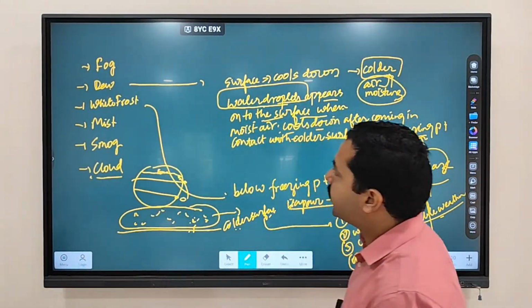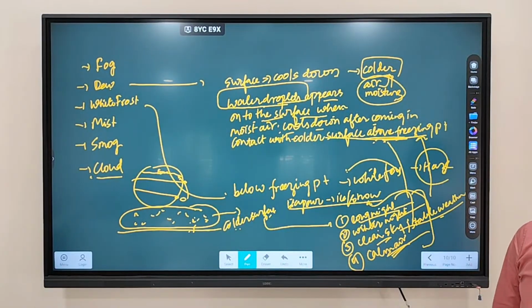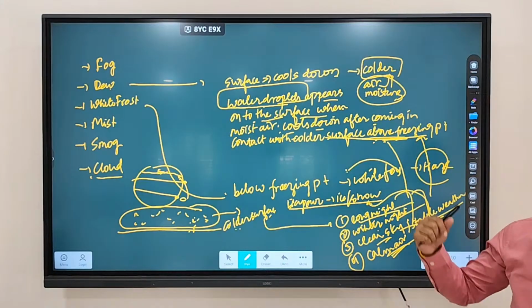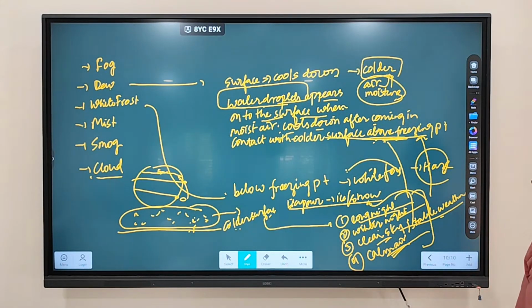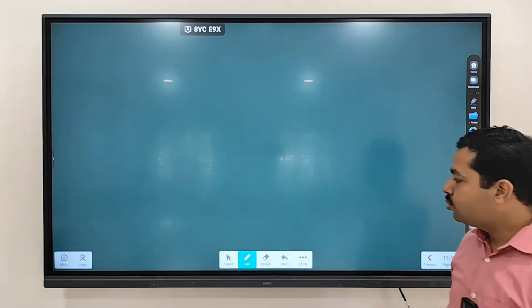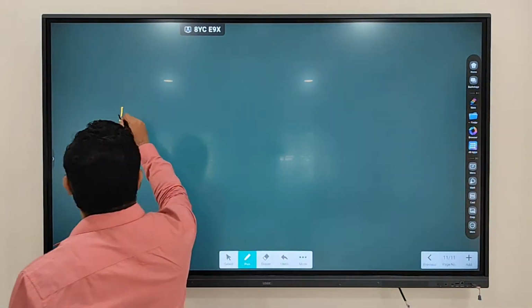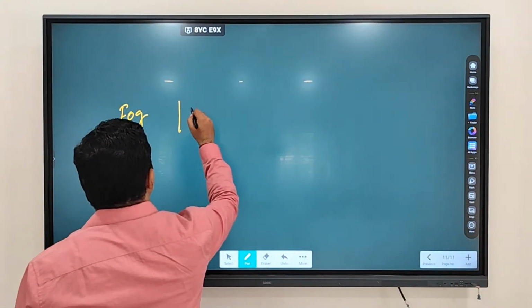So now we are clear with the two terms. One is called dew, another is called white frost. The next terms are fog and mist. So there are two terms: one is called fog, another is called mist.